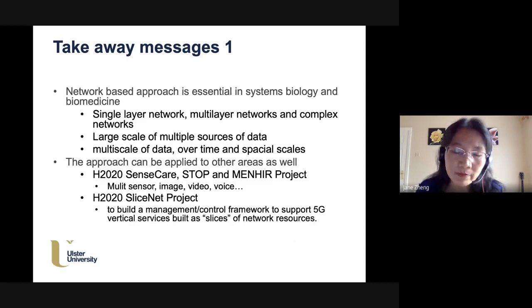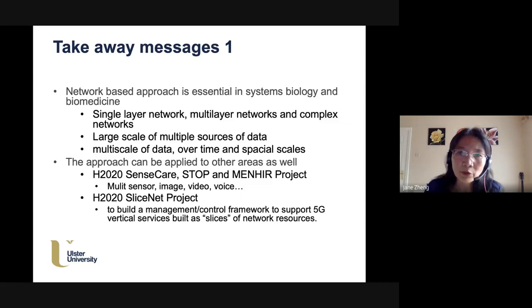Okay, so to wrap up, the takeaway message. The first one is just to summarize that we have used the network-based approach, which in my opinion is an essential approach in systems biology and biomedicine.